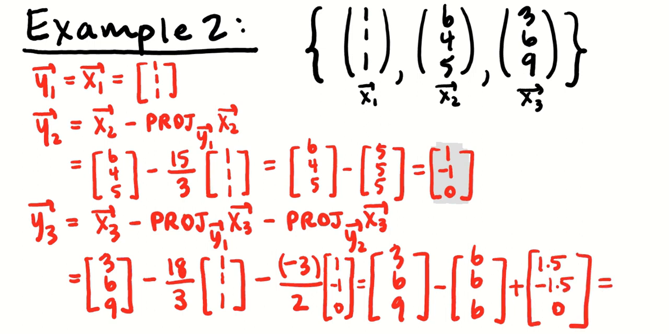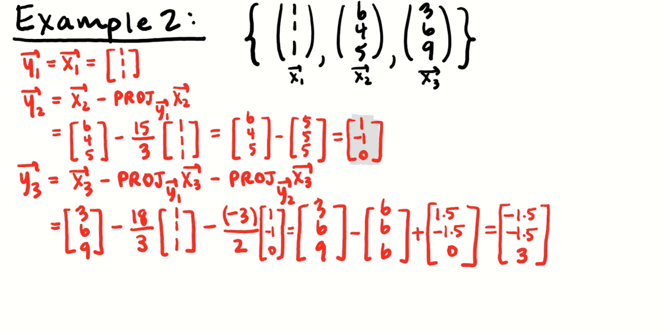I'm going to do this one component at a time. 3 minus 6 is negative 3, plus 1.5 is negative 1.5. Then 6 minus 6 plus negative 1.5 is going to be negative 1.5. And then 9 minus 6 plus 0 is equal to 3. That's great, but this is just an orthogonal basis I've got, y1, y2, and y3, and I need an orthonormal basis, and I need more room.